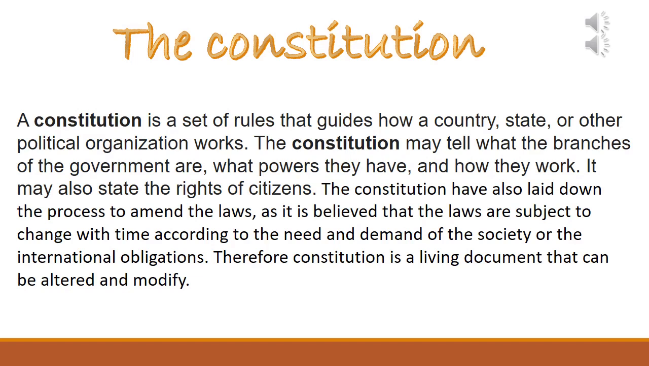Now we come to a basic question: where are these rules and laws written? These rules and laws are written in the Constitution. A constitution is a set of rules that guides how a country, state, or political organization works. The constitution may tell what the branches of the government are, what powers they have, and how they work. It may also state the rights of the citizens. The constitution has also laid out the process to amend the laws which are already made.